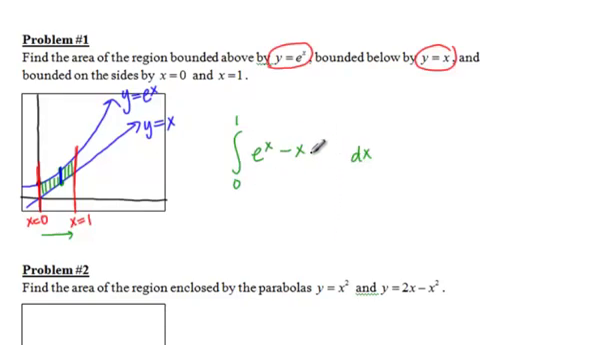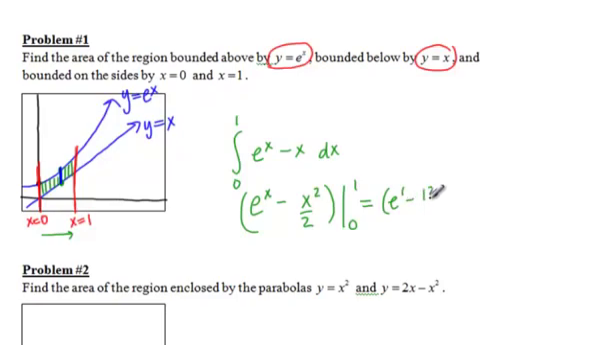And this is pretty reasonable to integrate. Let me move this over a little bit. If we integrate this, the integral of e to the x is e to the x. The integral of x is x squared divided by 2, and we are evaluating this from 0 to 1. So first we're going to plug in 1. So we get e to the first power minus 1 squared over 2. Then we're going to plug in 0. So we get e to the 0 minus 0 squared over 2.